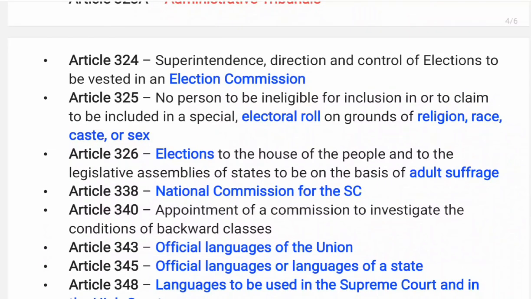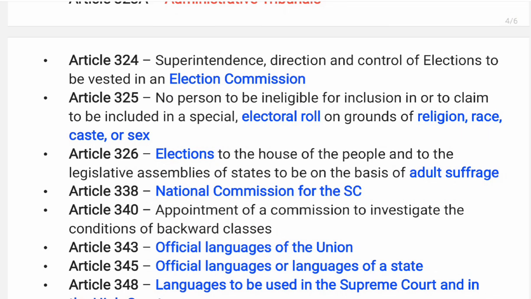Article 324, Election Commission. Article 325, electoral roll. Grounds: religion, race, caste or sex. Article 326, election, adult suffrage. Article 338, National Commission for the SC ST. 338A.